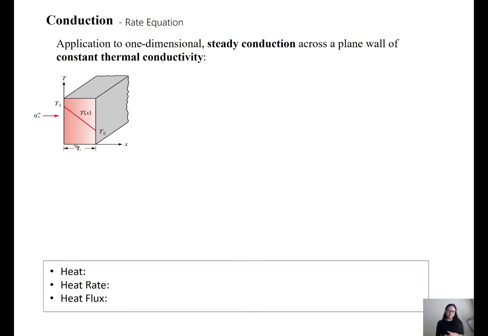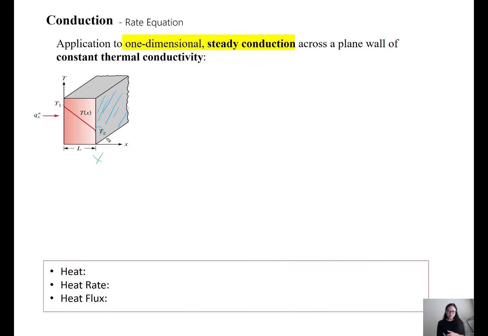Now let's look at a quick application for Fourier's law. Let's consider this wall with assumptions: one-dimensional, steady conduction, constant thermal conductivity. What does one-dimensional mean? Well, of course, we only consider heat transfer in one dimension. In this case, we have temperature T1 on the left, we have temperature T2 on the right. It is different, of course, we have heat transfer in this direction. Then what about the other two dimensions? For example, this dimension. We just consider every point at this surface, at this fixed x, has the same temperature.